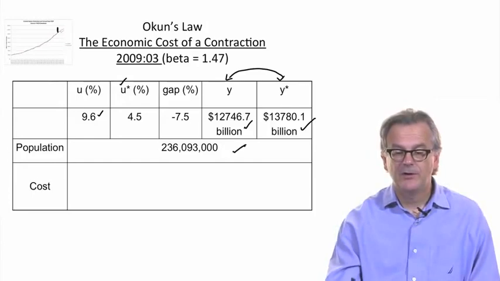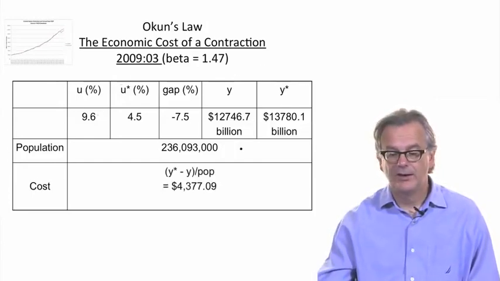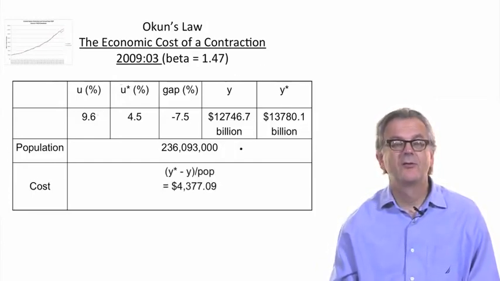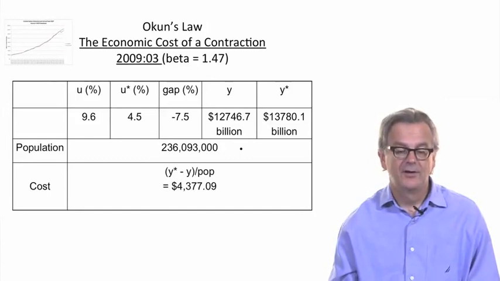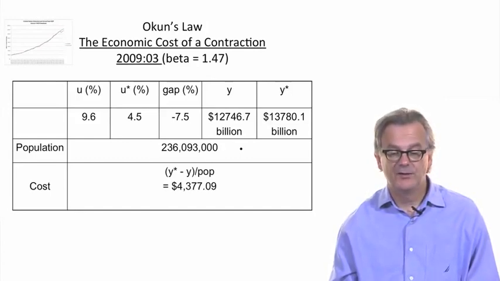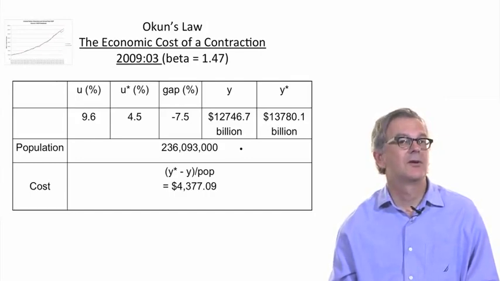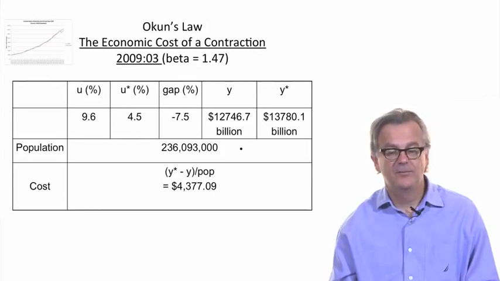We know how many people there are in the United States, so we can calculate that on average over that 3-month period, United States residents lost $4,377. Now that's a flow. That means that's the income lost over that 3-month period.